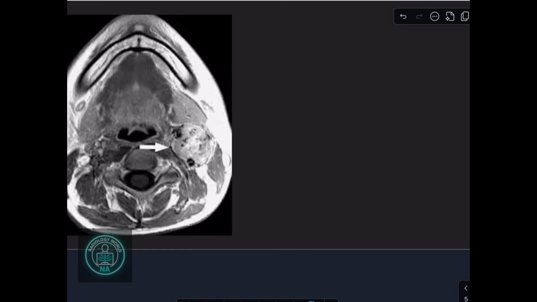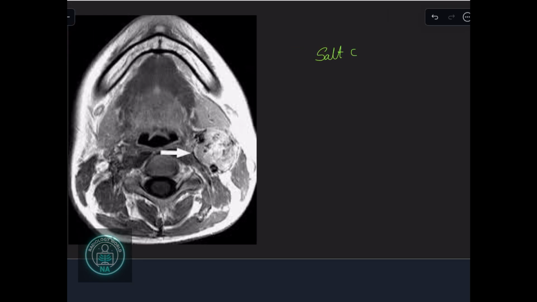Continuing with this spotter, another sign which is commonly tested is the salt and pepper appearance.